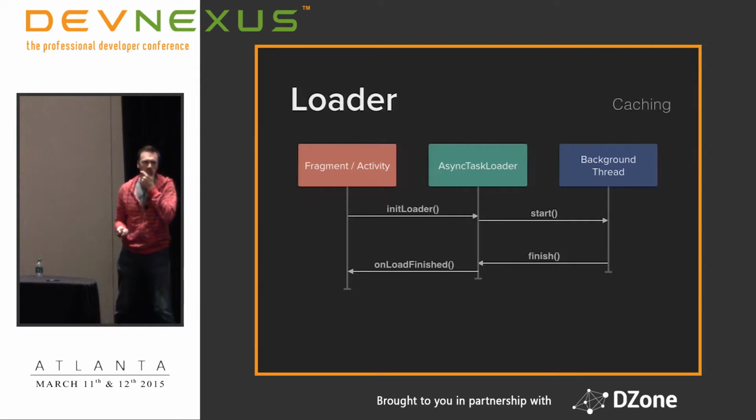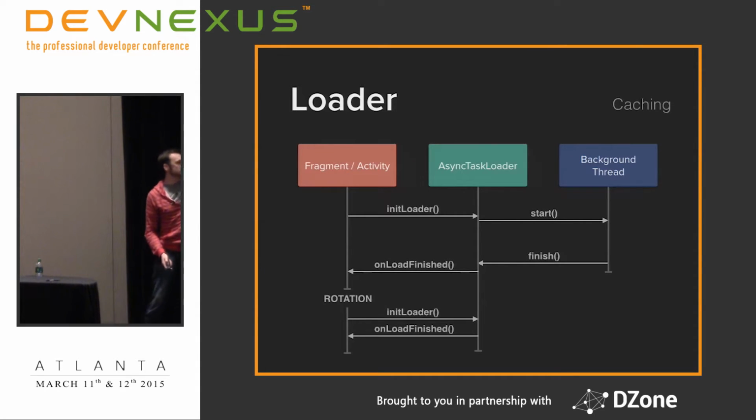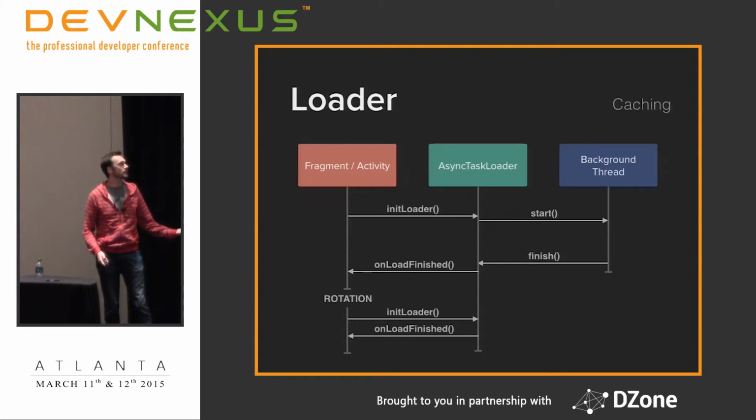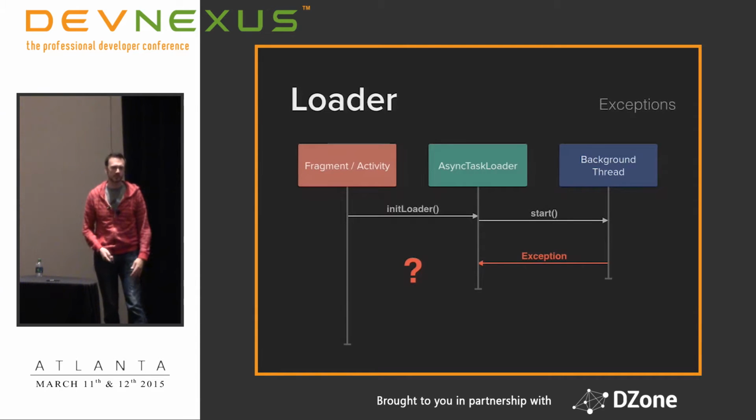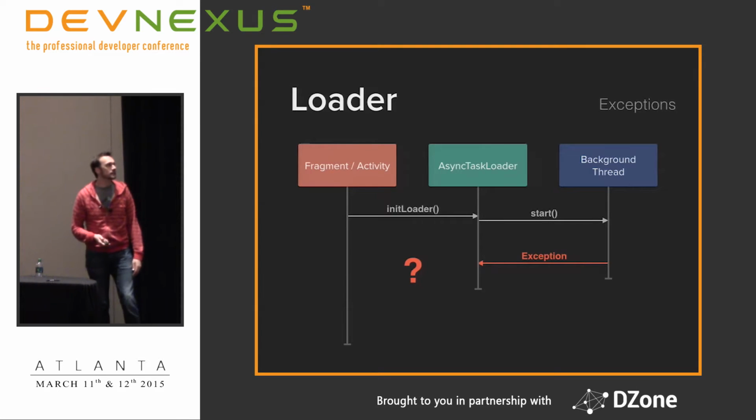We talked about loaders. They're very similar to async task, but they help you with rotation. If you initialize your loader, it will go off and do the background work and update your UI. If you rotate the device, the next time you initialize the loader, it's going to say, oh, I've already got this data, and just immediately call back to the UI. So that's one nice thing about using a loader. The problem is loaders don't give us any way to handle exceptions by default. We have to come up with our own methods.